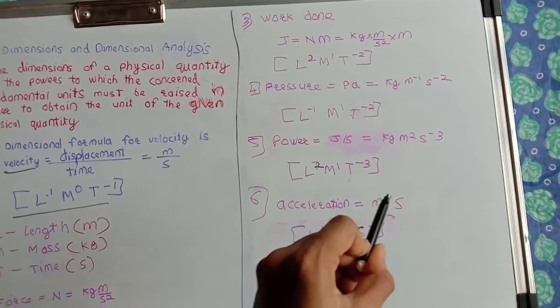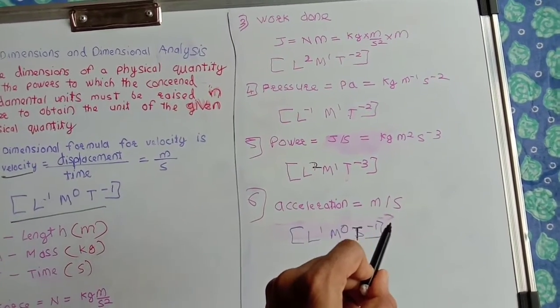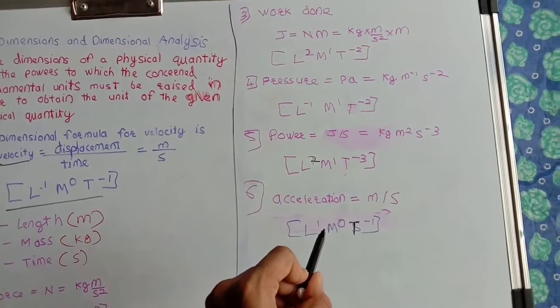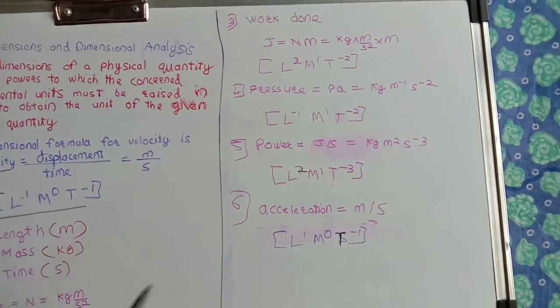Sixth, velocity, and its unit is meter per second. Therefore L raised to 1, M raised to 0 and T raised to minus 1.